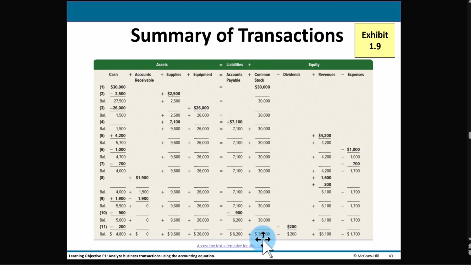Here's our owner's interest in common stock. We paid them $200 of dividends during the month. The company has earned revenue of $6,100. Again, keep in mind there's two types of revenues here. That's the consulting fees and then the rent income. And then here's the total expenses. That's the salaries and the rent. Okay. So based upon this last row, in the next video, we're going to prepare financial reports called financial statements.